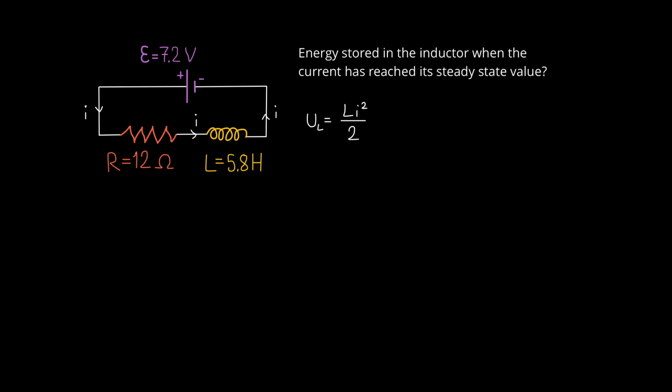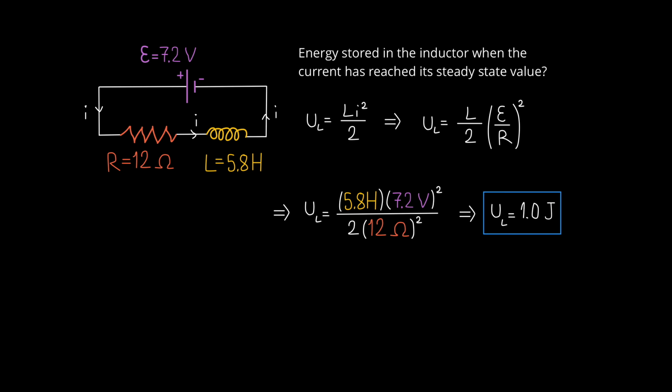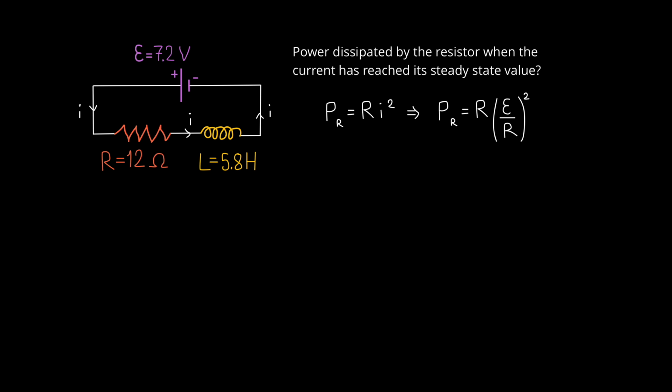So let's substitute EMF divided by R for the current because we want the maximum value of the current. Here I have substituted EMF divided by R, that's the steady state value for the current. After the numerical substitution, we get 1 joule for the energy stored in the inductor. What is the power dissipated by the resistor when the current has reached its steady state value?